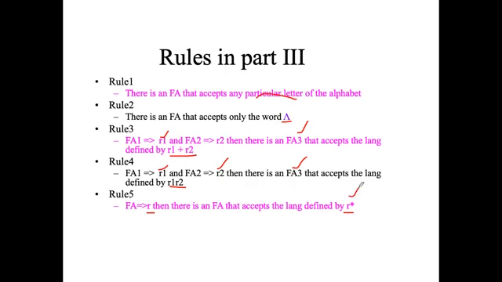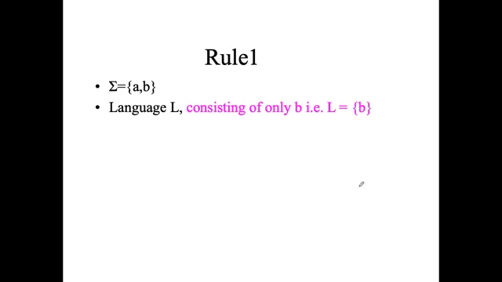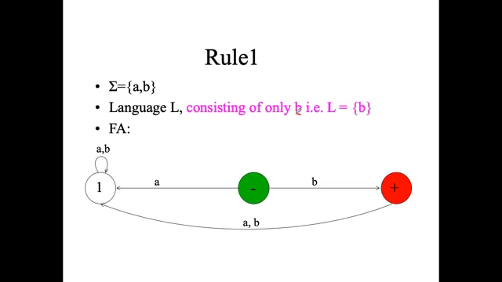So these are the rules in part 3, and you will see that we can build the corresponding FA easily. So the language L consisting of only the string b, we can build an FA like this. This accepts the language b.